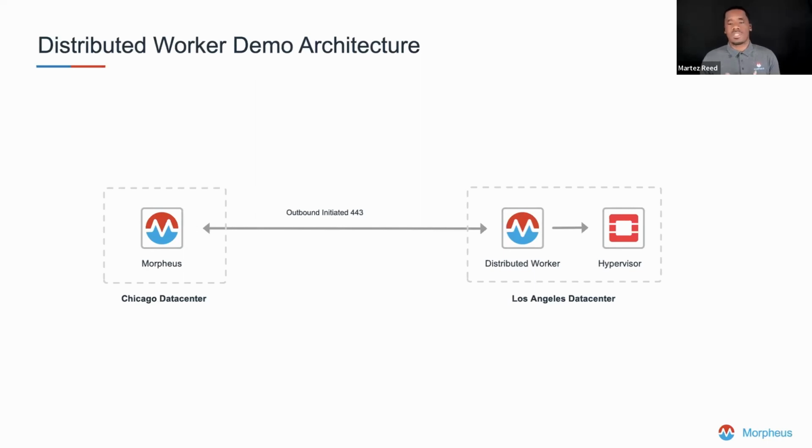The distributed worker is installed. It's going to reach outbound to the Morpheus instance. So in this case, there's no need for a firewall rule to be created to open that port to access the distributed worker, and a VPN is not necessary because I can reach directly out to that Morpheus instance in this scenario. Then it's going to provide the connectivity to my hypervisor.